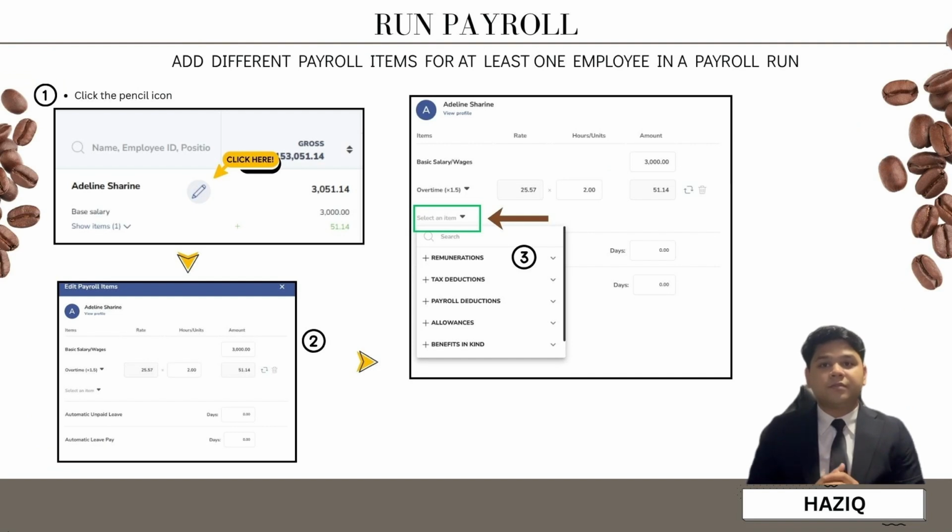And then add different payroll items for at least one employee in a payroll run. Before that, different payroll items are standard payroll components such as allowances, bonuses, overtime, and deductions. To add them, open the payroll run, select an employee, click select an item, choose the payroll item, enter the required details, and click save. The item will be included in the employee's payroll calculation.